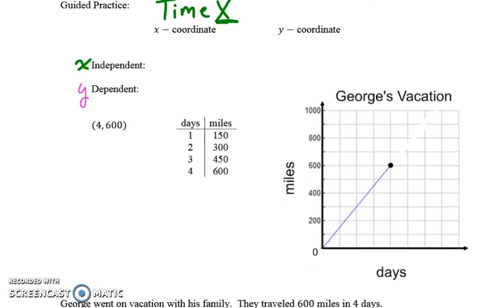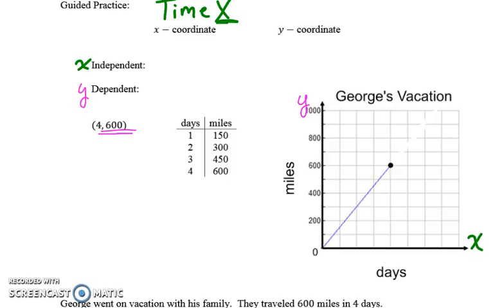In looking at this graph, what are we looking at? It says George's vacation. On the x-axis, it says days, and on the y-axis, it says miles. So I'm thinking how many miles he drove or walked, or, well, I don't think walked. 600 miles is a long time, in so many days. So we have an ordered pair right here.